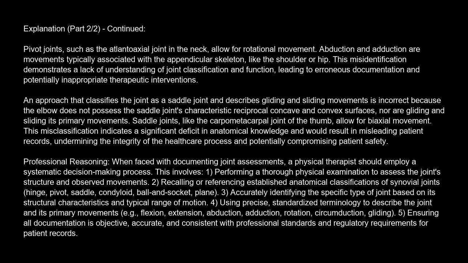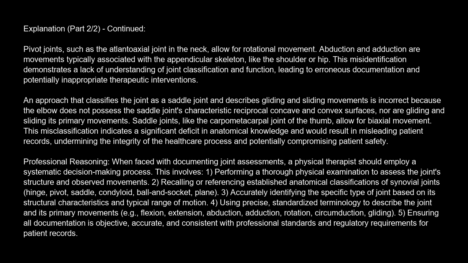An approach that classifies the joint as a saddle joint and describes gliding and sliding movements is incorrect because the elbow does not possess the saddle joint's characteristic reciprocal concave and convex surfaces, nor are gliding and sliding its primary movements. Saddle joints, like the carpometacarpal joint of the thumb, allow for biaxial movement. This misclassification indicates a significant deficit in anatomical knowledge and would result in misleading patient records, undermining the integrity of the healthcare process and potentially compromising patient safety.